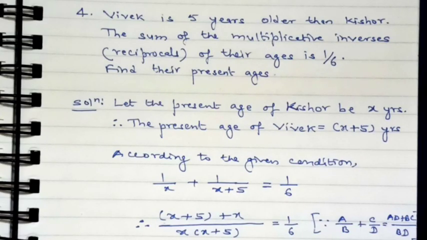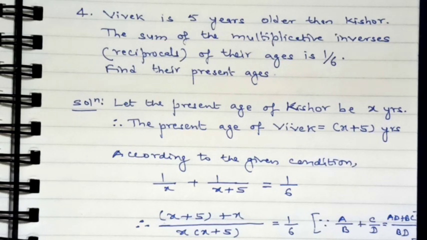Fourth question. Vivek is 5 years older than Kishore. The sum of the multiplicative inverses, that is reciprocals of their ages, is 1 upon 6. Find their present ages. So there are two persons, Vivek and Kishore. Kishore is younger, whereas Vivek is elder.